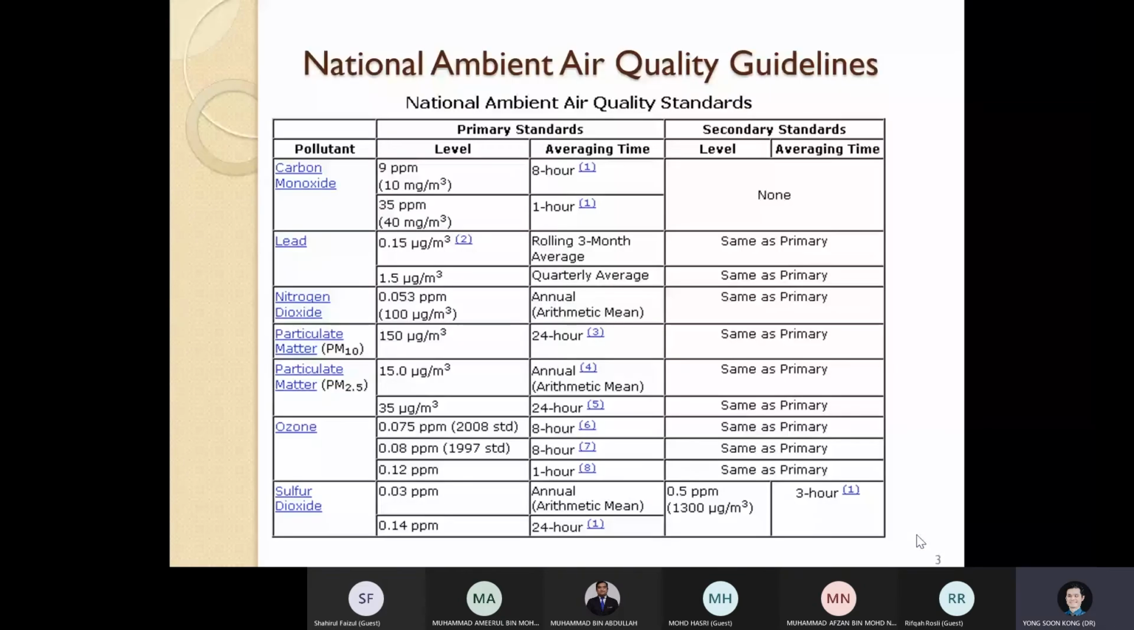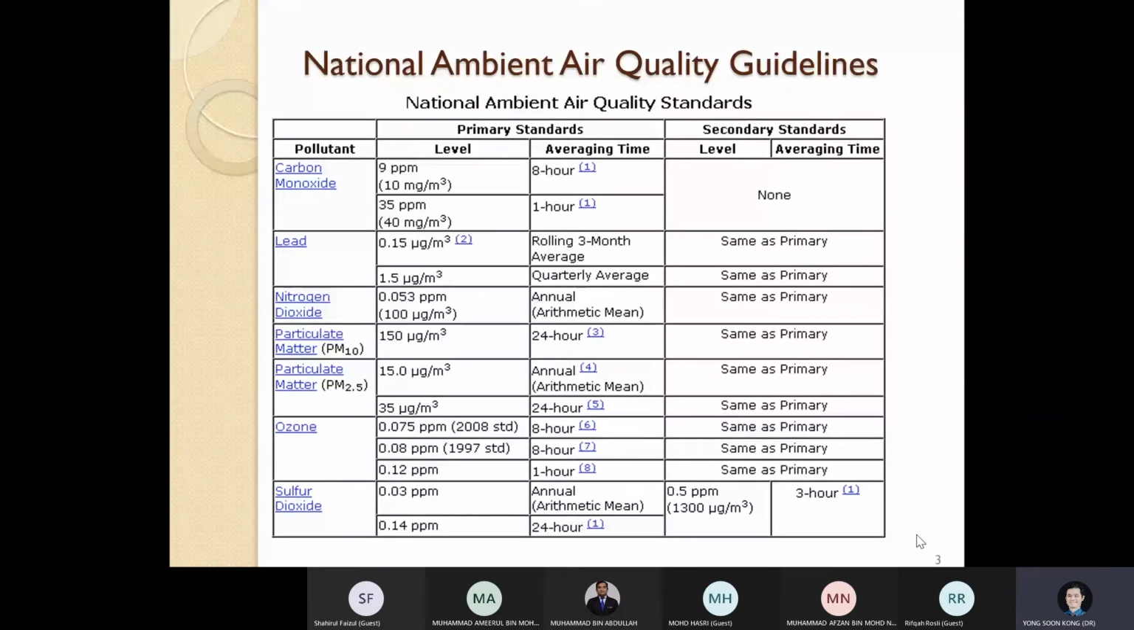So these are the so-called guidelines. And you can see from the first column, the gases or the pollutants that are the concern of NAAQG, as well as the levels that they are allowed. Now, something that you have to remember also, for air quality monitoring, the so-called permissible level is measured based on a certain time frame. So you can look at some of the gases, their standard is based on an 8-hour average or maybe a 1-hour average.